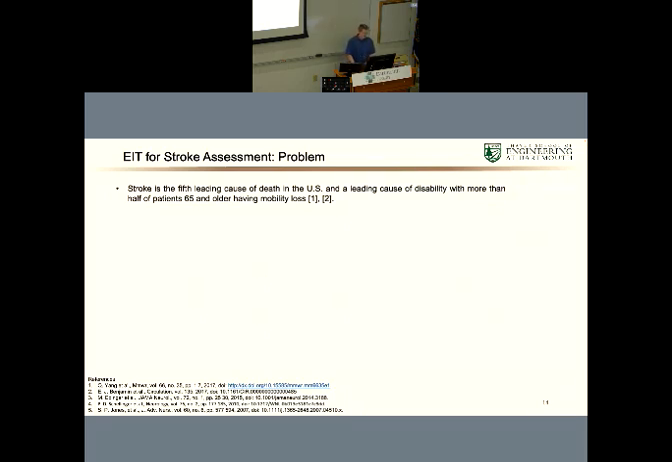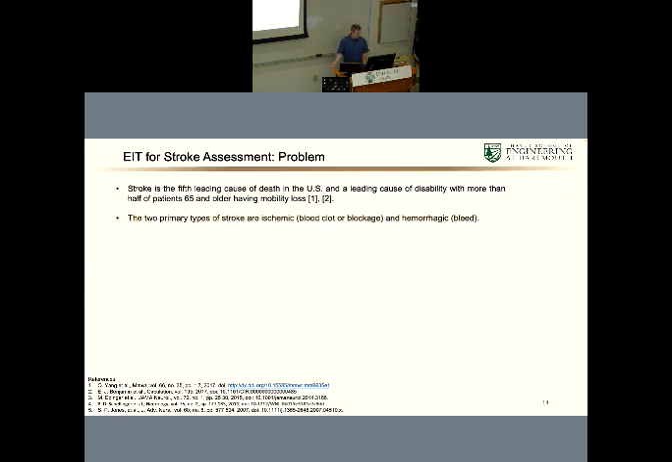So I have a slide on the clinical need and problem of it, and I'm always embarrassed talking in front of clinicians that might know this 10 times better than me. So stroke is a serious problem. In these references, it's the 5th leading cause of death in the U.S., and the leading cause of disability, with more than half of the patients over 65 with mobility loss.